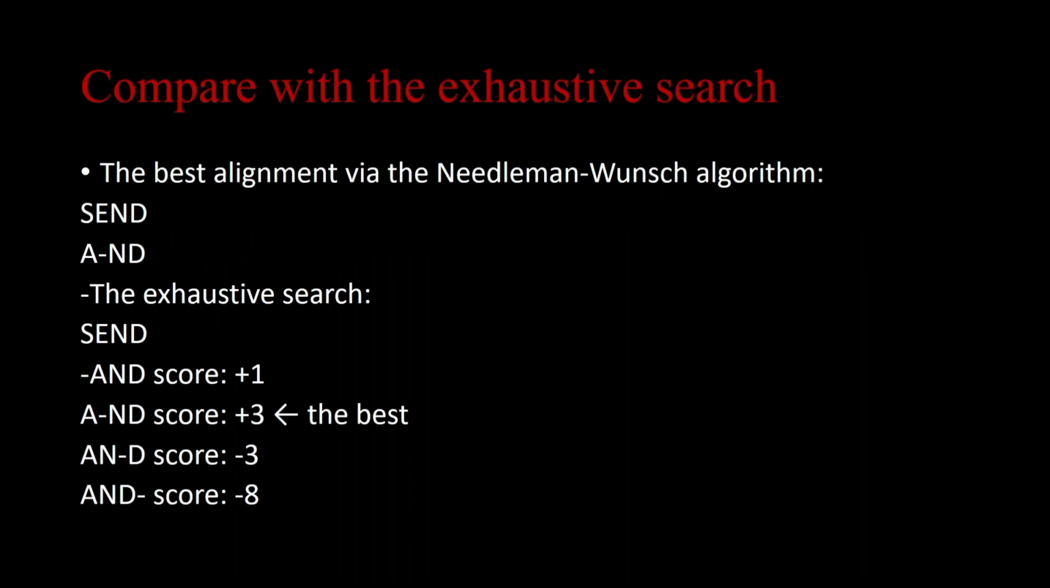Compared with the exhaustive search, the best alignment via the Needleman-Wunsch algorithm is this one. In the exhaustive search, we can find many types of alignment, where the gap can be in front, in the middle, in the third position, and in the last position, and we calculated the scores, where we can find +3, which is the best score.